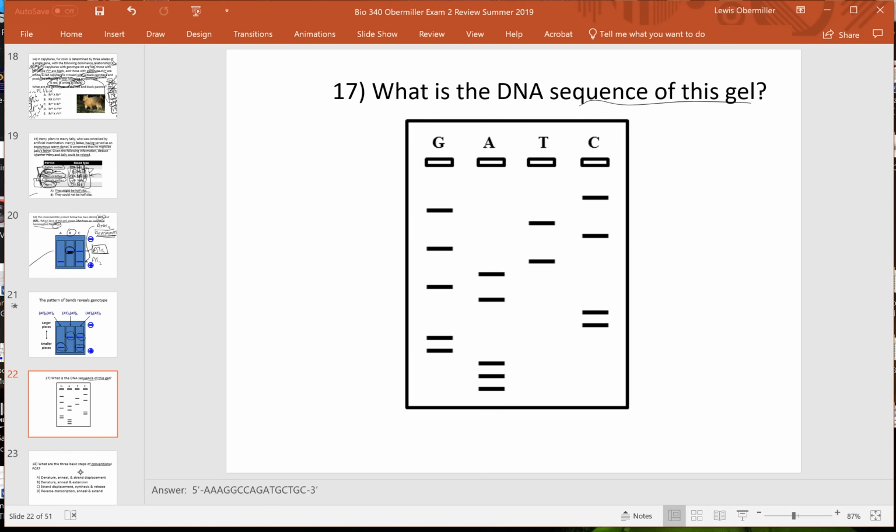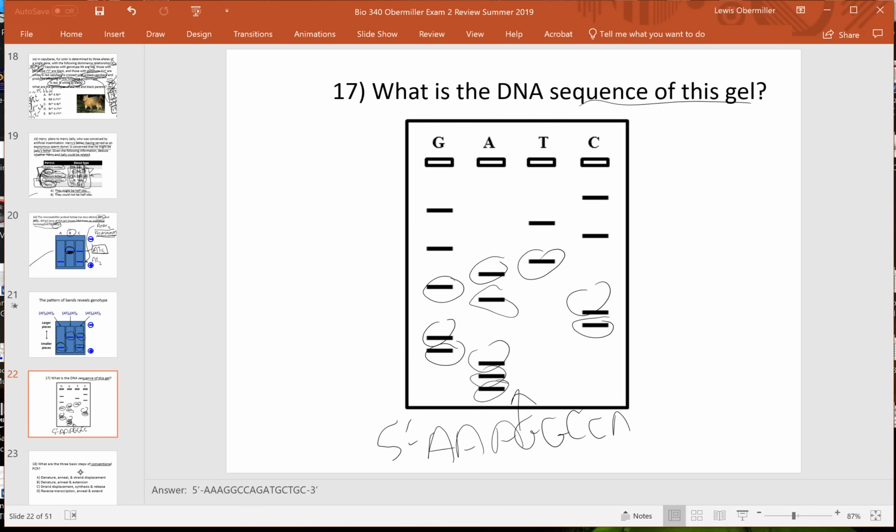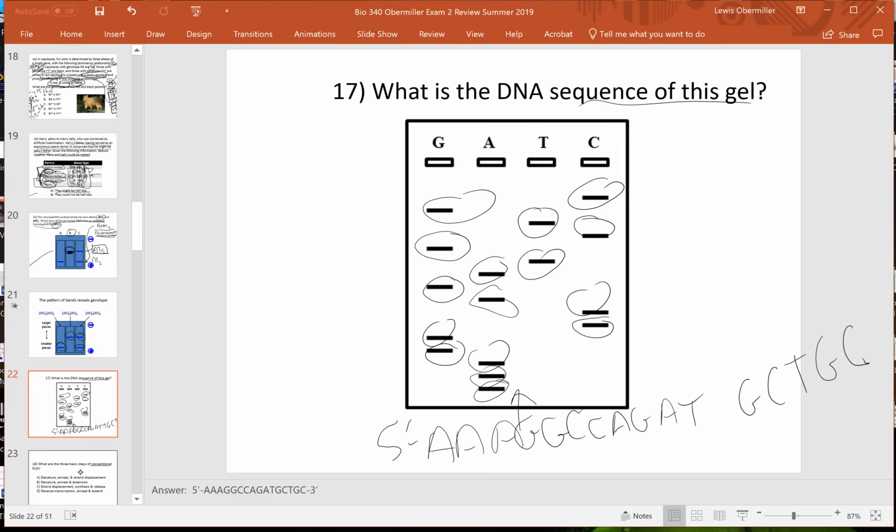What's the sequence of this? Super easy. A. We just read from the bottom up. A, G, G, C, C. And remember, this is 5 prime. A, G, A, T. G, C, T, G, C. T, G, C, T, G, C. Oops. I wrote that twice. So that's the answer, and then this is 3 prime.